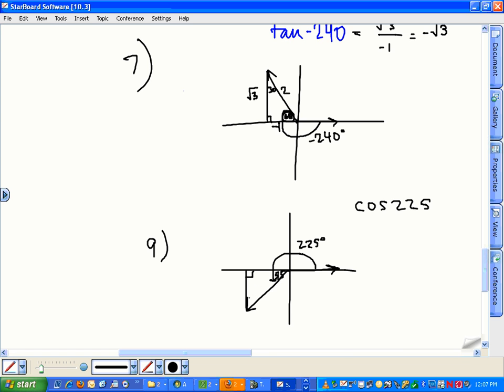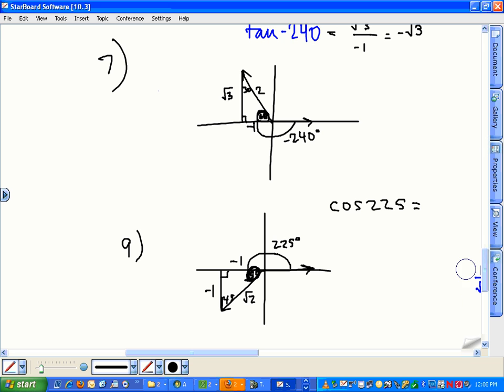How do we label a 45, 45, 90 triangle? It's 1, 1, square root of 2, but since we're in the third quadrant, this has to be negative 1, this has to be negative 1. The hypotenuse is going to remain positive. And we have to do the cosine of the reference angle, which is that 45-degree angle. So it's going to be adjacent over hypotenuse. What's the adjacent length? Negative 1. Hypotenuse, square root of 2. All right, you guys can finish it. It's not done yet, but it's negative square root of 2 over 2.